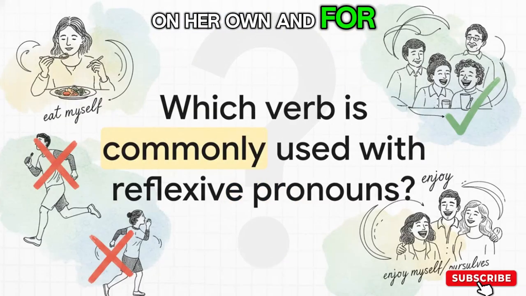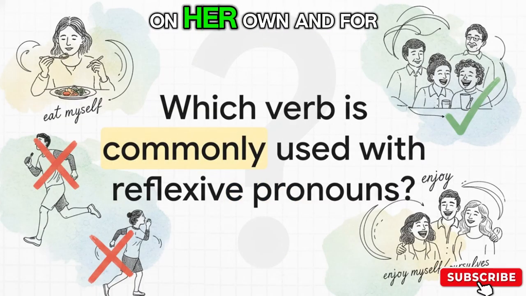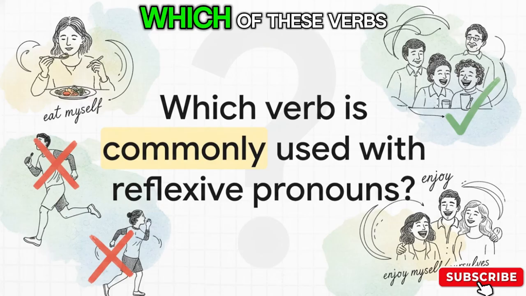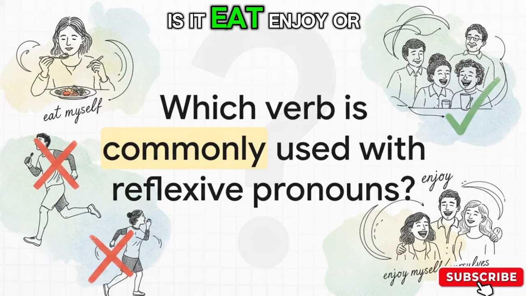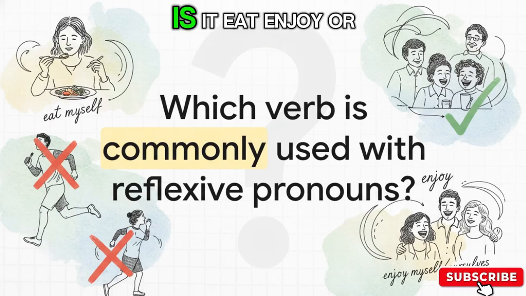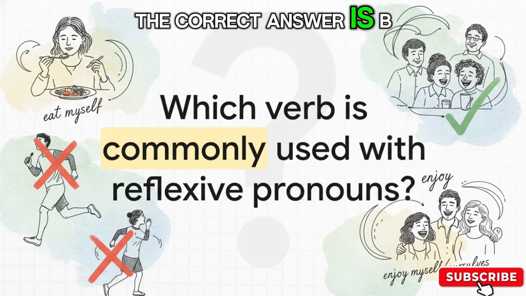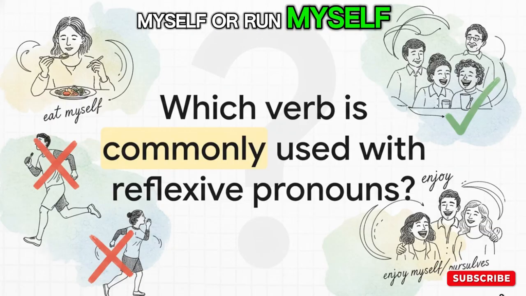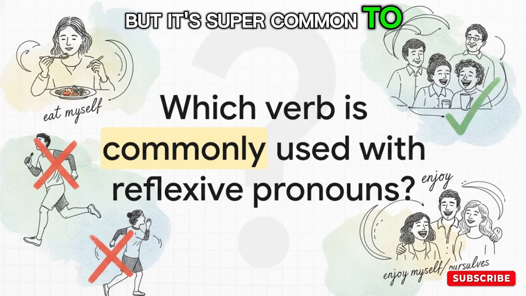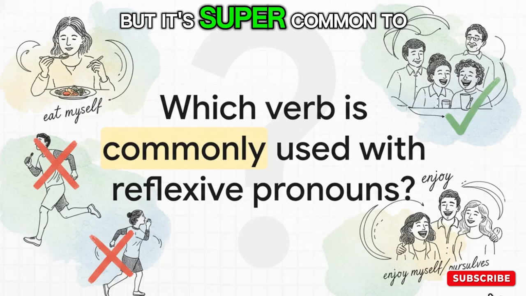And for our last question, which of these verbs often gets paired up with a reflexive pronoun? Is it eat, enjoy, or run? The correct answer is B. We don't really say eat myself or run myself, but it's super common to say I enjoy myself or we enjoyed ourselves.